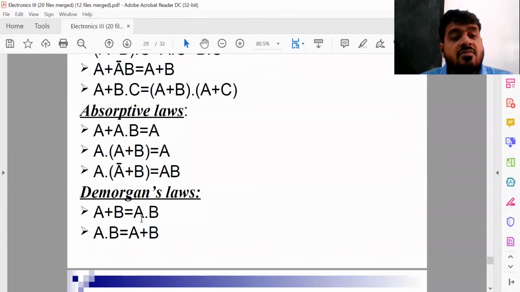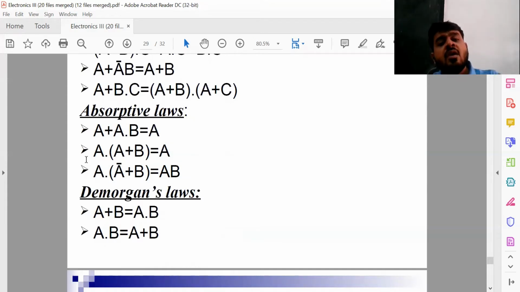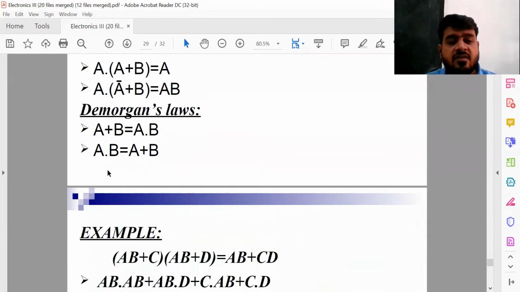Now you have De Morgan's law. De Morgan's theorem says that if the AND law is equal to OR law, it means that the complement of (A plus B) is equal to A bar dot B bar. Similarly, the complement of (A dot B) is equal to A bar plus B bar. We are going to see some problems as well, and the proof of those particular laws in a descriptive manner.